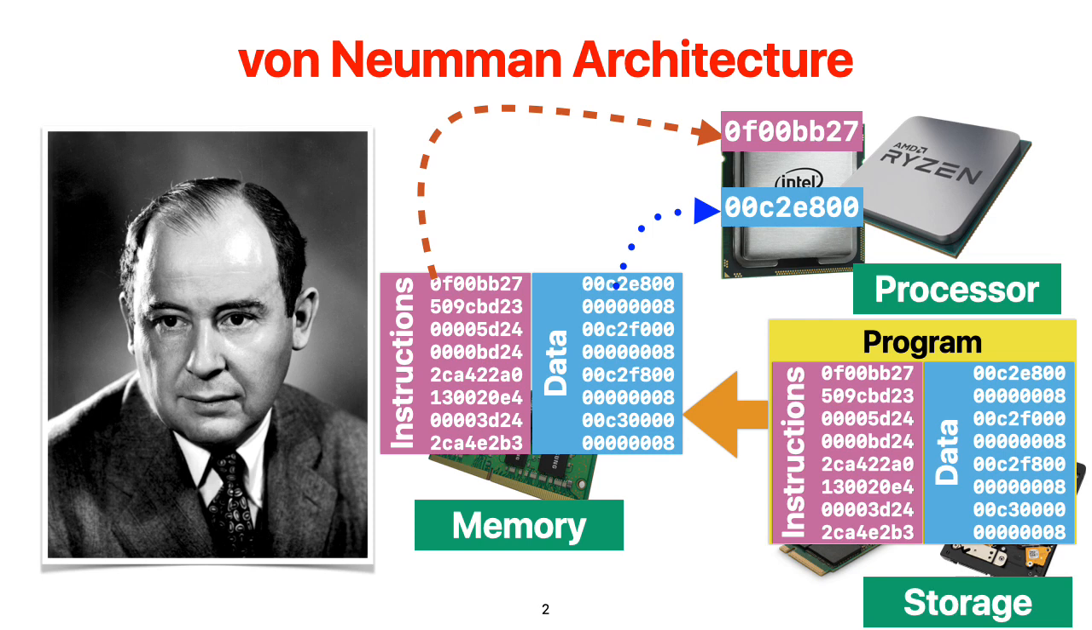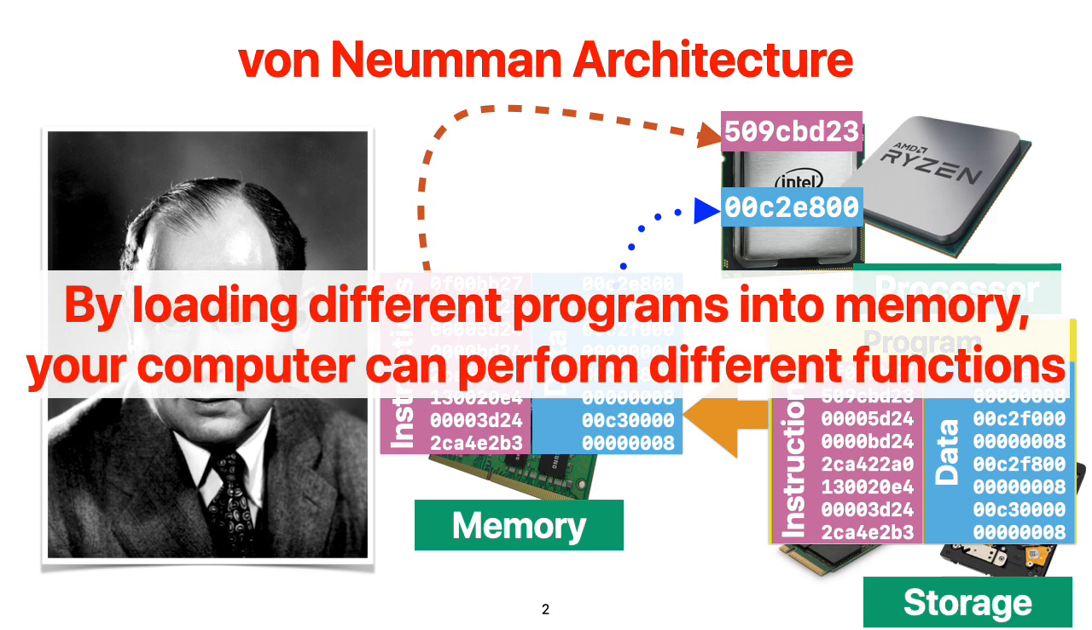When the processor is done with an instruction, by default it goes to the next instruction in program order. However, in case there are branch instructions, the processor might go to a different location than the next one. The importance of the von Neumann architecture, and why it is so influential, is that by loading different programs into the memory, your computer can perform completely different functions without physically reconfiguring the hardware.